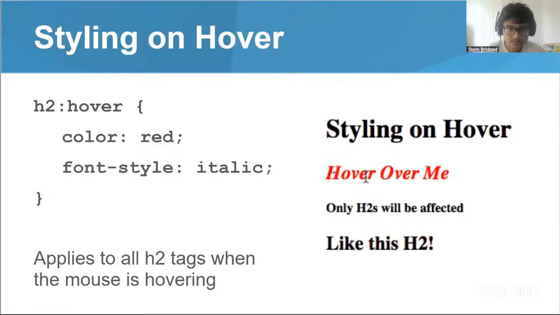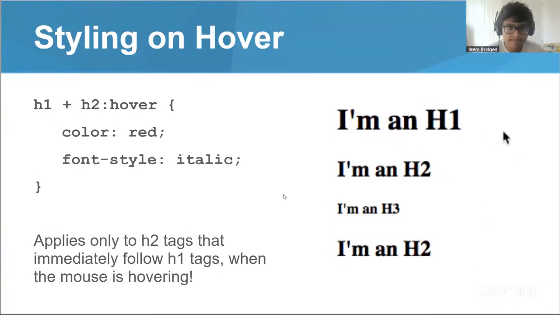Okay, so this code, whenever the H2 elements are hovered over, it changes their color to red and their font style to italic. And then as you can see, whenever you hover off of it, it changes it back automatically. You don't have to say on hover or anything like that.